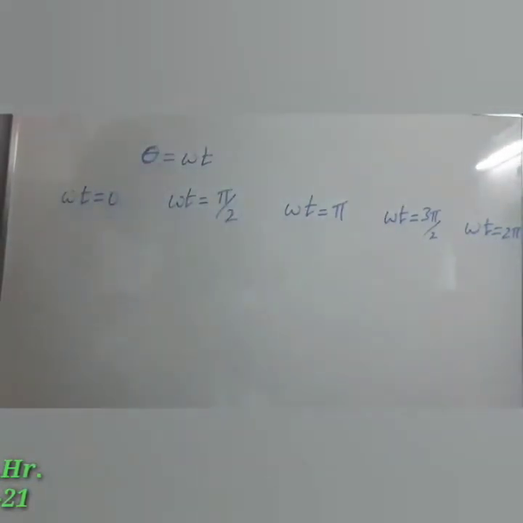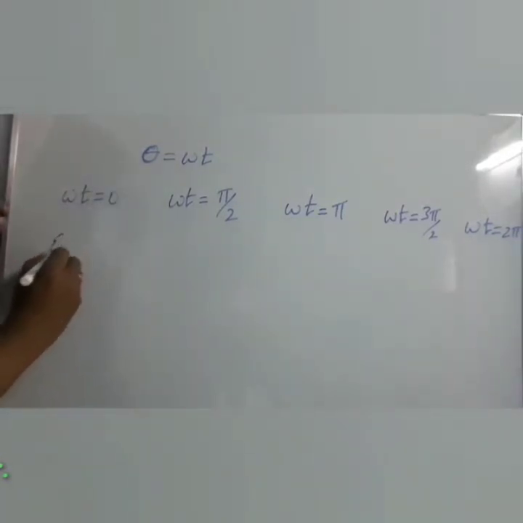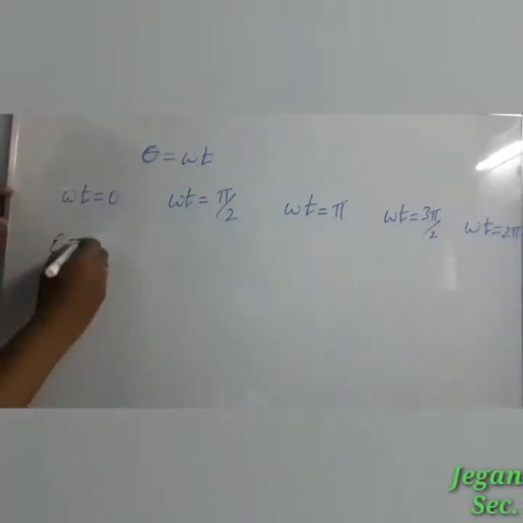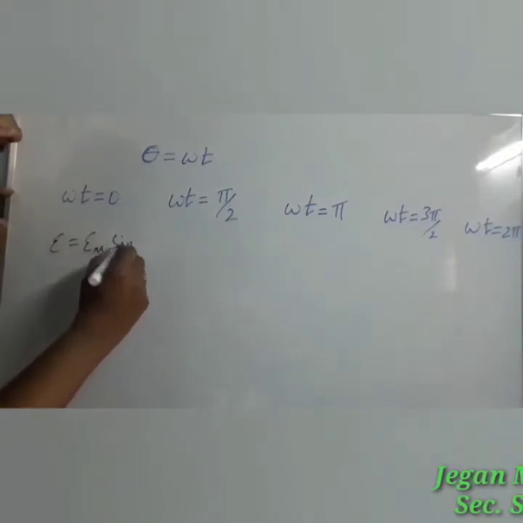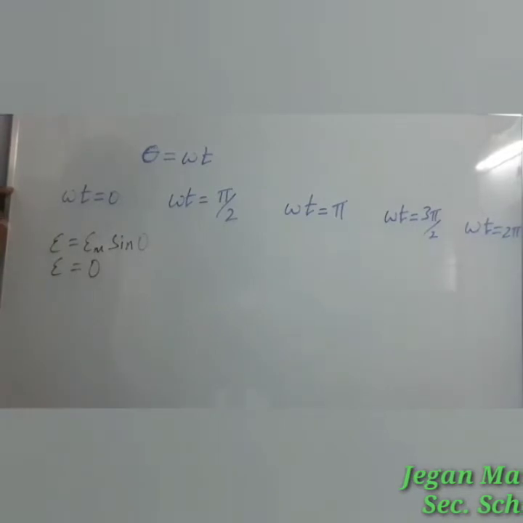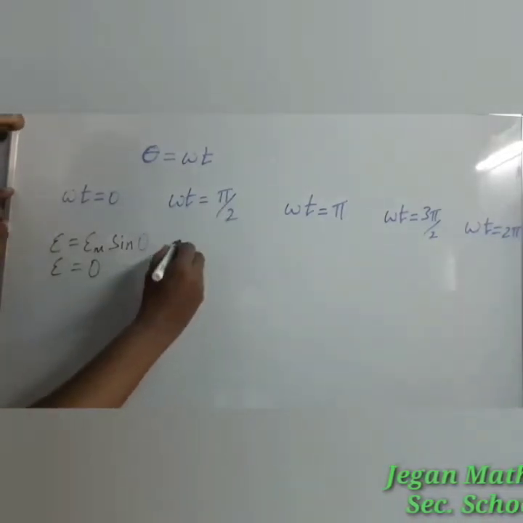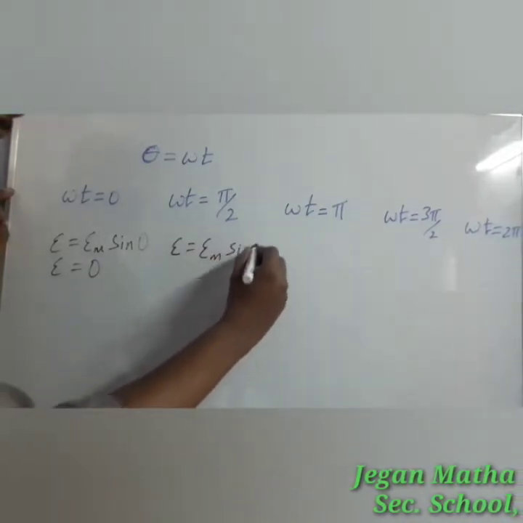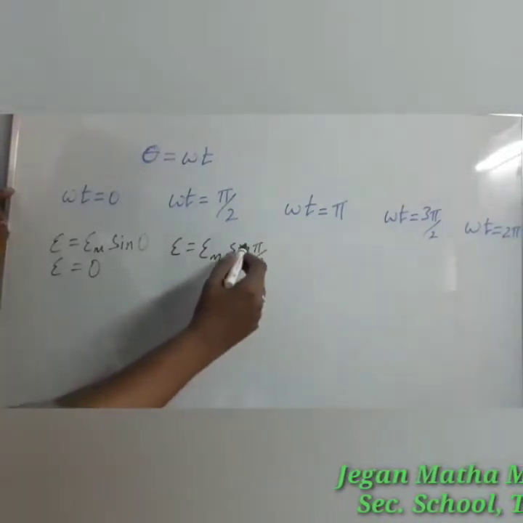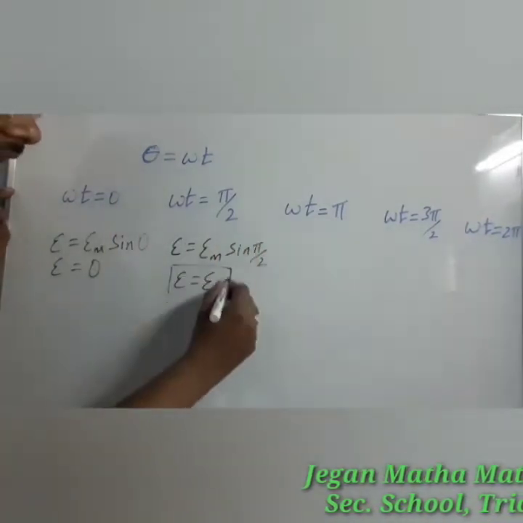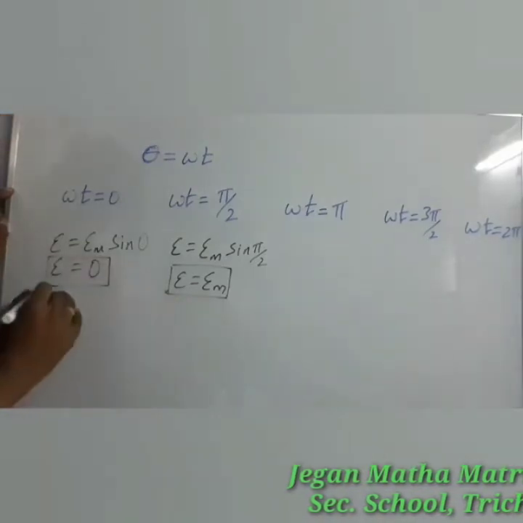For that, we have to substitute in the equation. Here, the EMF at the angle 0: epsilon m sin, instead of omega t, we apply 0. So what is the value? The EMF value is equal to 0 here. Next, pi by 2. We apply pi by 2, so epsilon is equal to epsilon m sin pi by 2. Sin pi by 2, sin 90, is nothing but 1. So in this case, it has the maximum value. Initially, EMF is not there, it is 0.